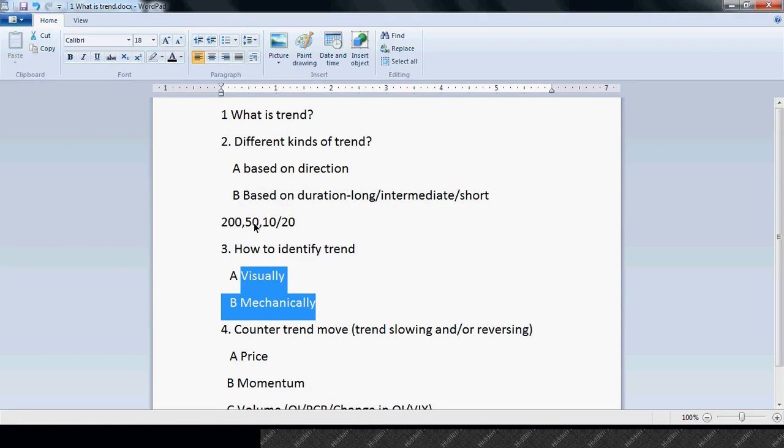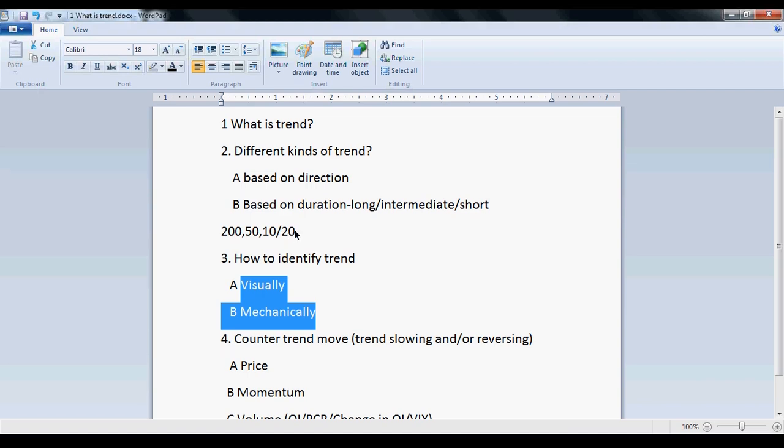For the intermediate term trend, we will use the 50 period moving average, and for the short term, we will use 10 to 20 based on the company. I generally use the 20 period as the short term trend, and this 20 period is the gravity. We will discuss what that gravity concept is in this 20 period moving average.